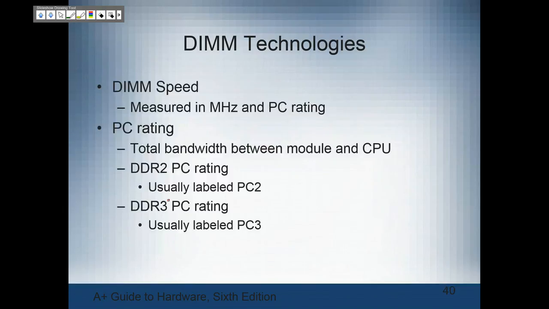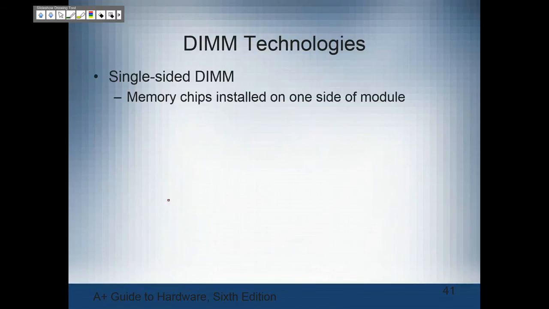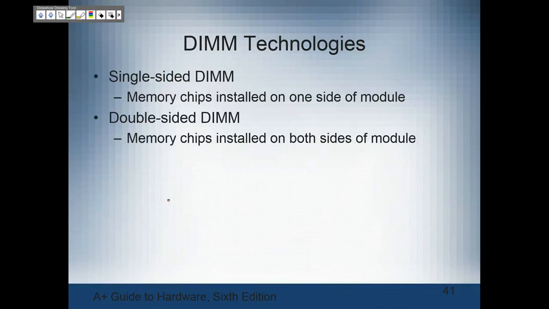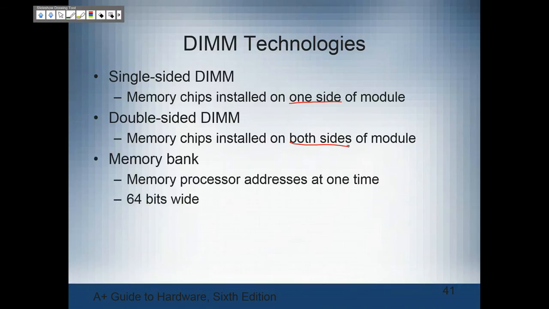Measured in megahertz or PC rating. DDR2 is usually labeled PC2 and DDR3 labeled as PC3. Single-sided DIMMs have chips on one side, dual-sided have chips on both sides. That can affect how fast it goes.